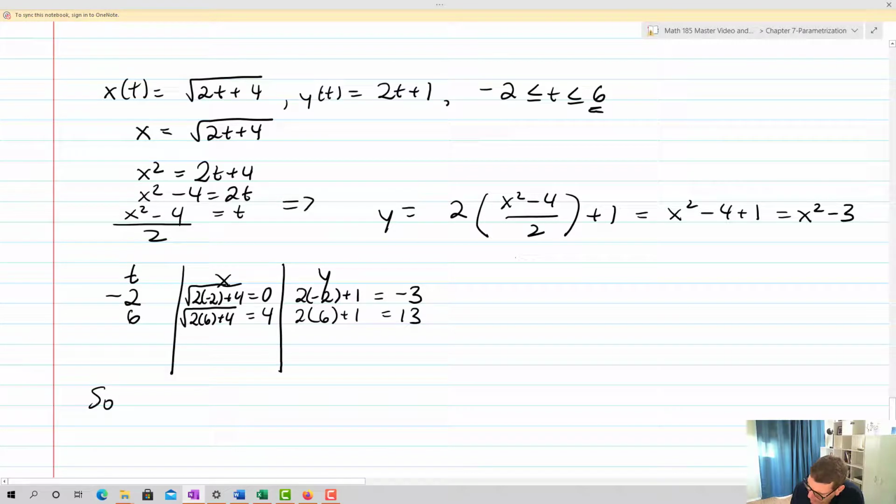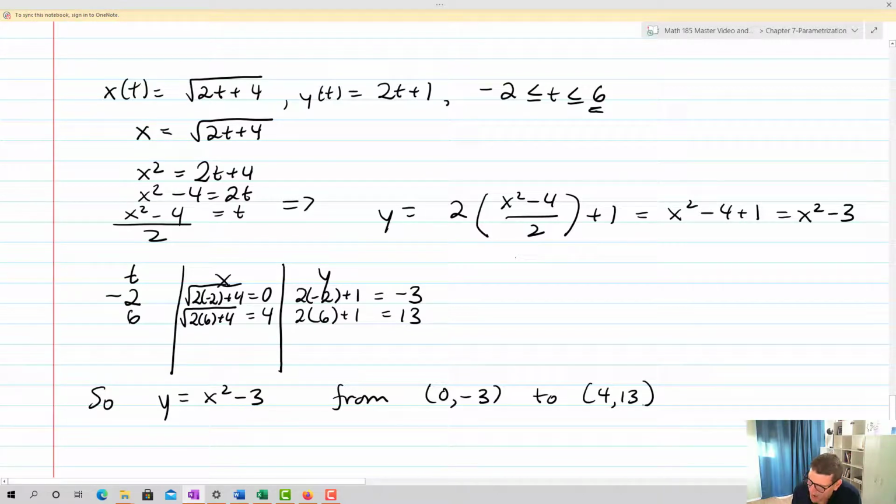So our rectangular equation is going to be y equals x squared minus 3 from (0, -3) to (4, 13). And that is the parametric curve that we have drawn here.